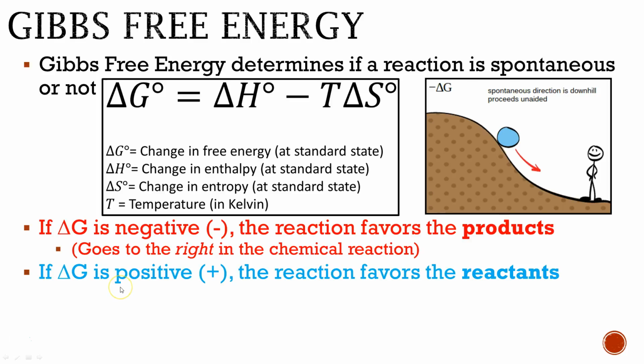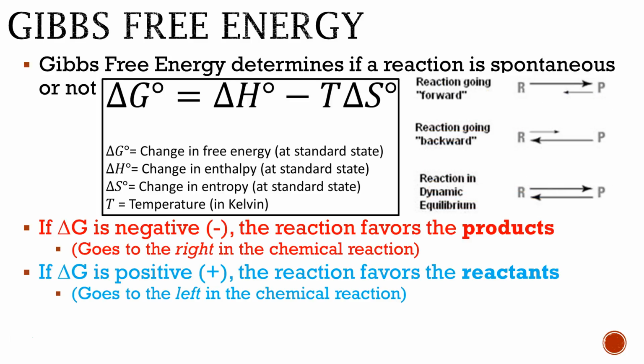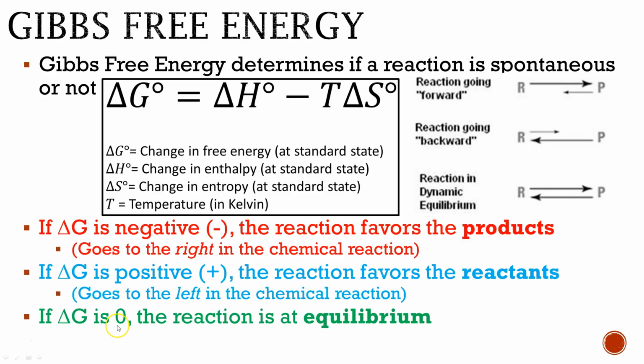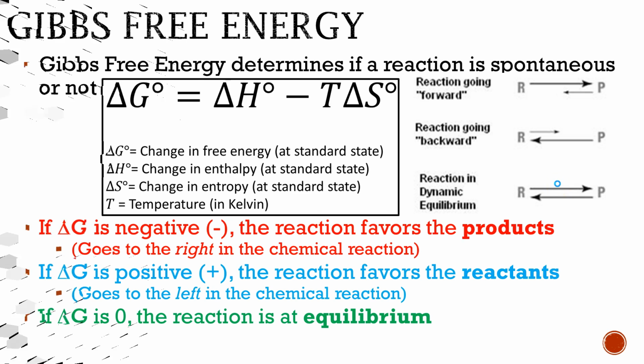If that delta G is positive, the reaction is going to favor the reactants. Remember, reactants are what you start with. So more or less, this is saying that reaction is not going to take place if the delta G is positive. So it goes to the left or it doesn't happen at all. Reaction going forward is when the delta G is negative. Reaction going backward is when the delta G is positive. And of course, if the delta G is 0, we would say that reaction is currently at equilibrium. Nothing is really going to be happening.